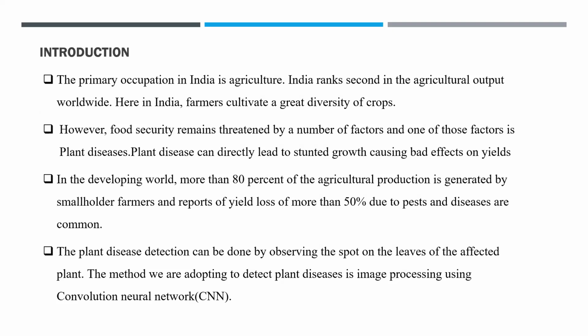Introduction. The primary occupation in India is agriculture. India ranks second in agriculture. So in Andhra Pradesh state, we mainly use crops like paddy and tomato. So here we choose the tomato plant.